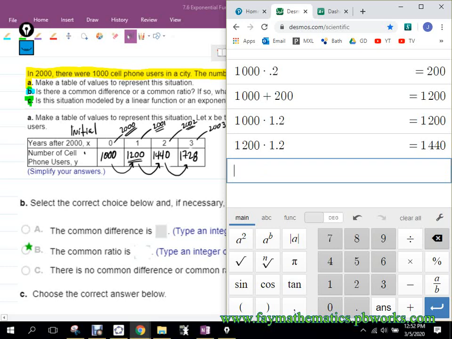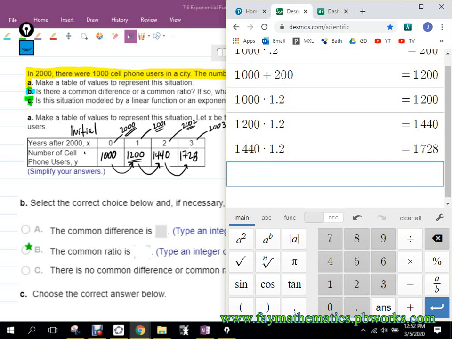Yeah. If I take 1,440 and multiply it by 1.2, does that give me the third block? Yes. Okay, so that's one way of doing it.